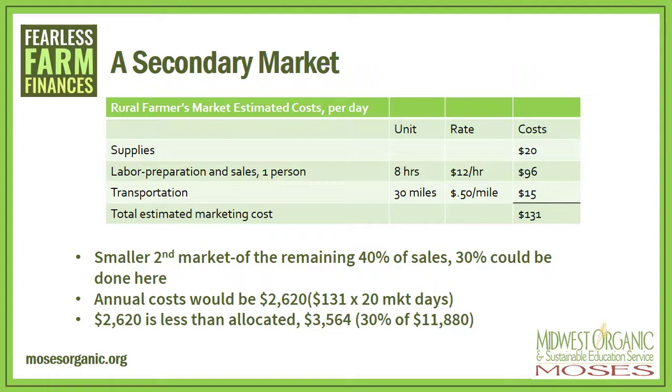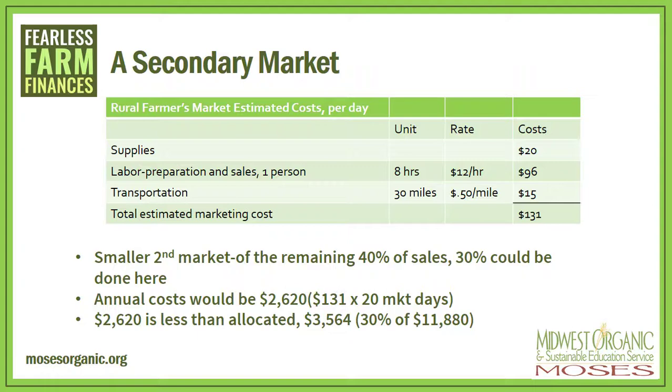So $131 versus the $346 from our previous urban market. And that gives us an annual cost, that second bullet point, of $2,620. So that's taking 131 times 20 market days. So potentially the same market plan, 20 weeks.